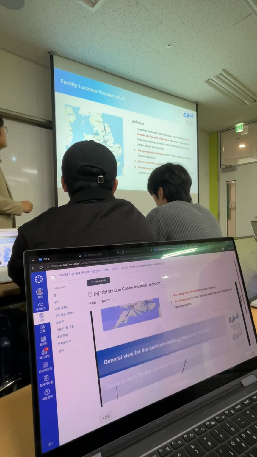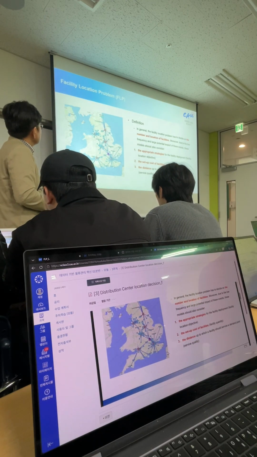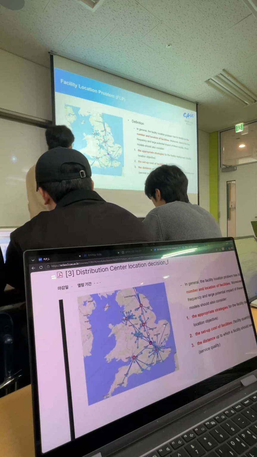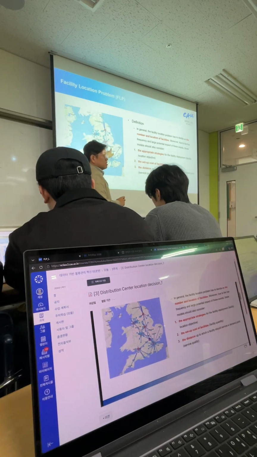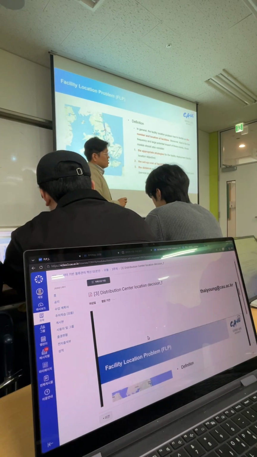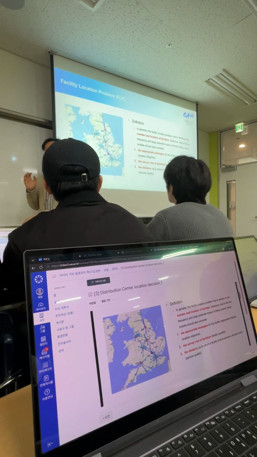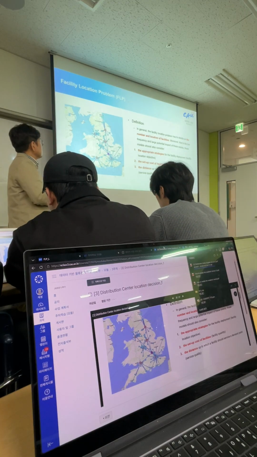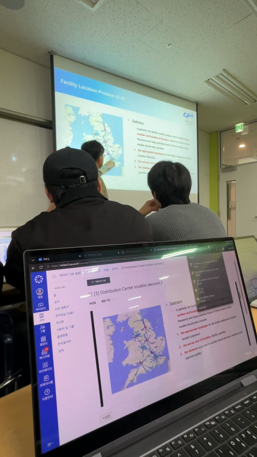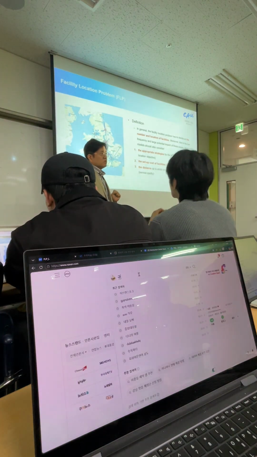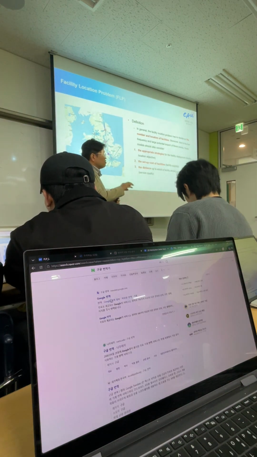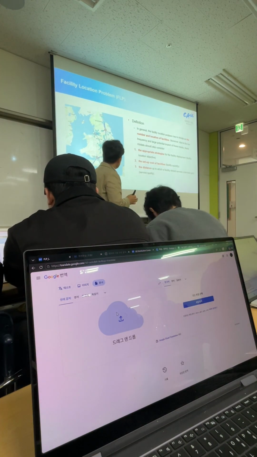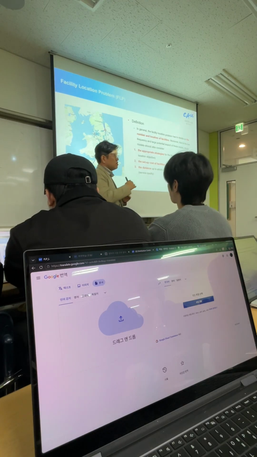Okay, so the facility location problem set. This is the map of the UK. For example, you know where your demand exists, and to provide your product from a facility, you have to set up the right location of the facility. So it is kind of a tree structure. From a location, you provide your product. That might be multiple layers.